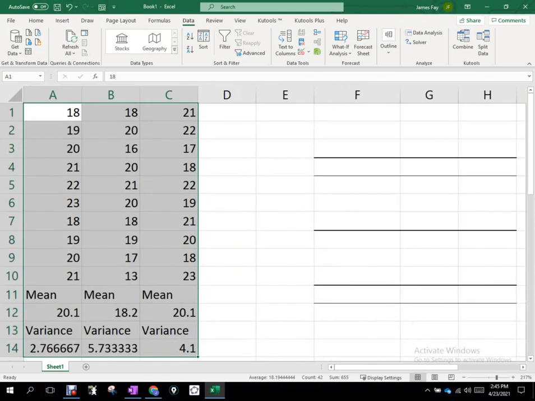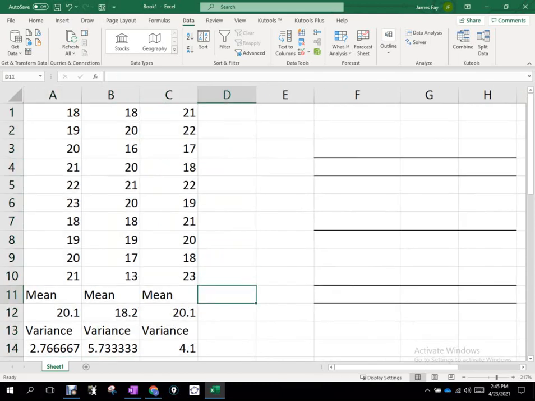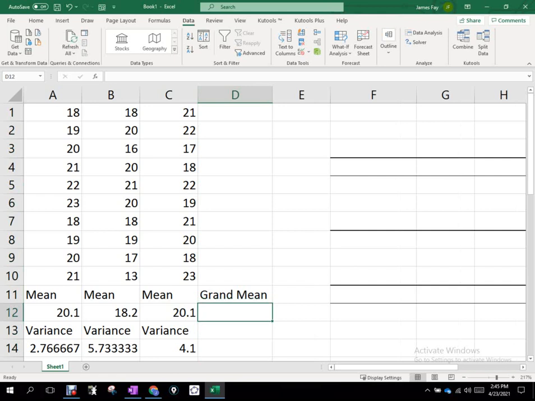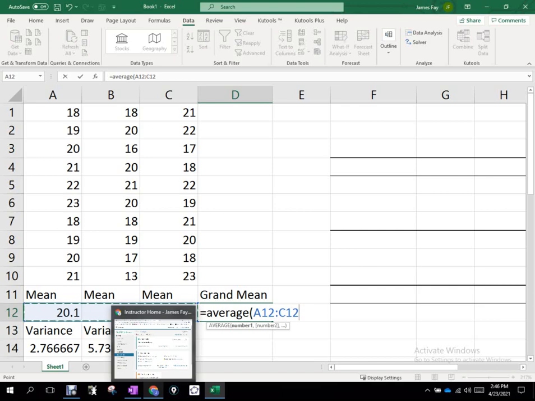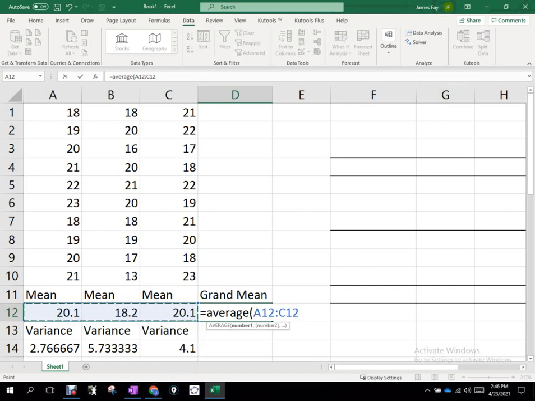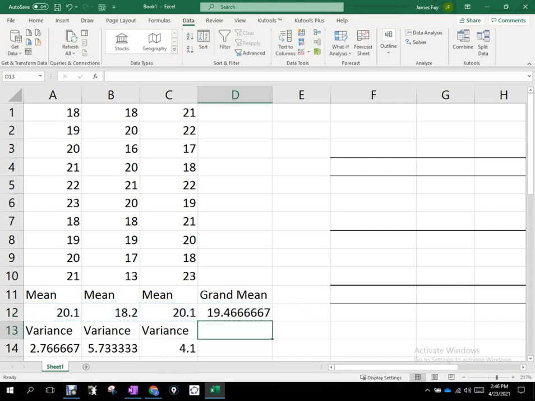Nothing? All right. The next thing we need is what's called the grand mean. Okay? And the grand mean, ultimately the way we think about it is it's the mean of the means. Okay? There are 2 different ways we can do this. We can go equals and then average of those 3 things there. You know, average your 3 means. Okay. Close that off, should give you 19.46 repeating.